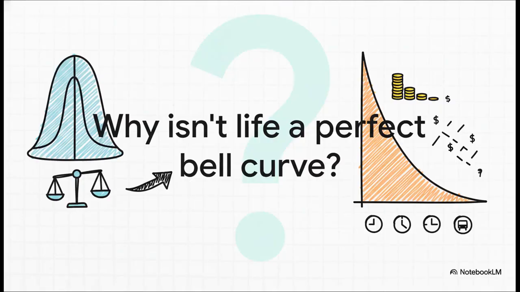Really, think about it for a second. We always hear about the bell curve, right? The normal distribution, where everything is perfectly balanced and symmetrical. But is that really how life works? Why are things like personal income or how long you have to wait for the bus almost never that neat? They're usually way more unbalanced and, honestly, pretty unpredictable.